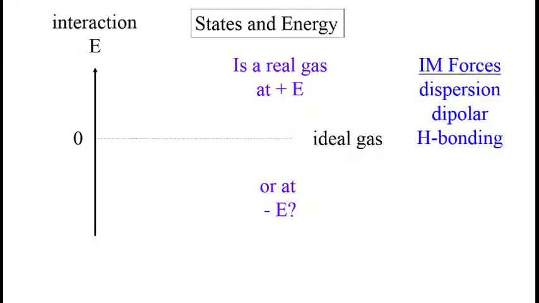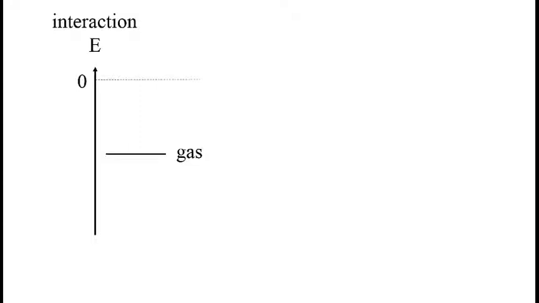Dispersion is the attraction of opposite charges from temporary dipoles. Dipolar forces are the attraction of opposite charges from permanent dipoles. Hydrogen bonding is the attraction of a partial positive hydrogen to a lone pair of electrons. They all arise from the attraction of opposite charges. Coulomb's law tells us that the potential energy of these interactions is negative. So we'll add the energy of a gas at negative energy.